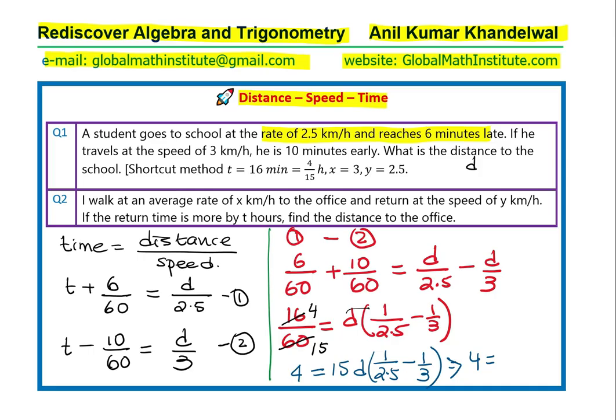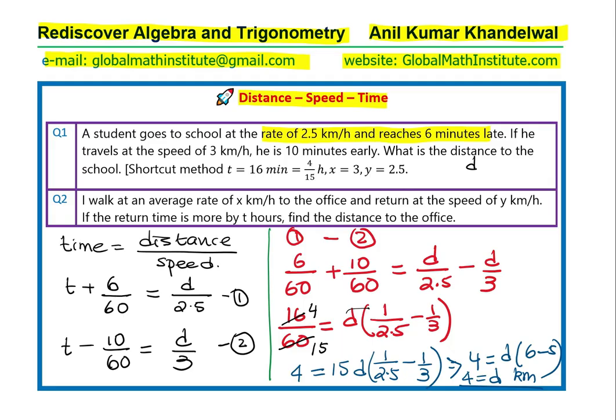15 divided by 2.5 is 6. So we get d times 6 minus 5. So 6 minus 5 is 1, and therefore what we get is 4 equals distance d, and it is in kilometers. You see how we have got the answer, right? Working with these numbers, there was less space, so I kind of squeezed the solution in. But I hope it is clear to you.